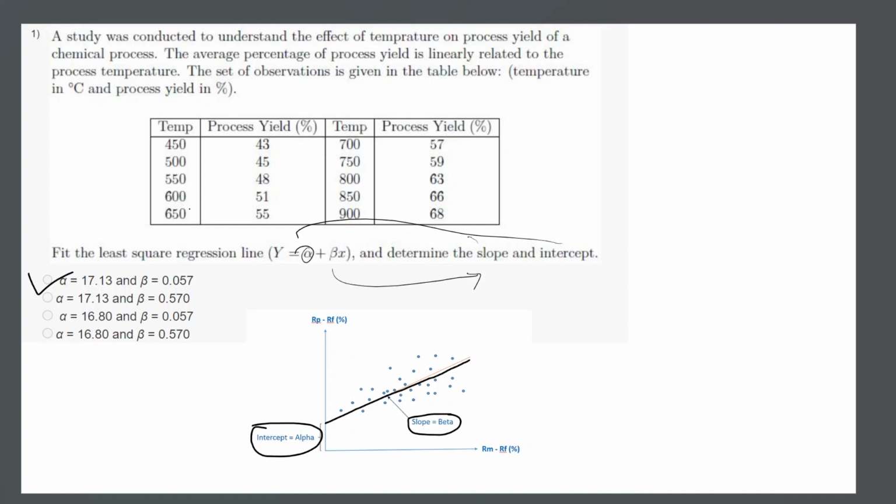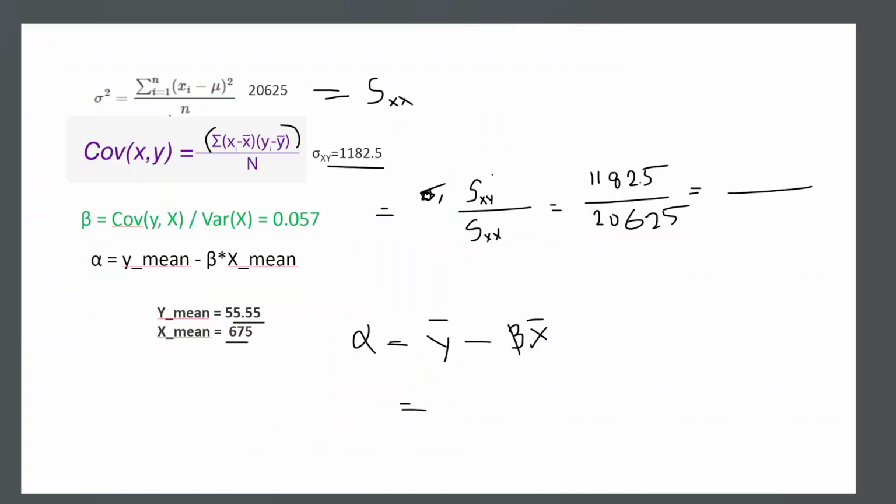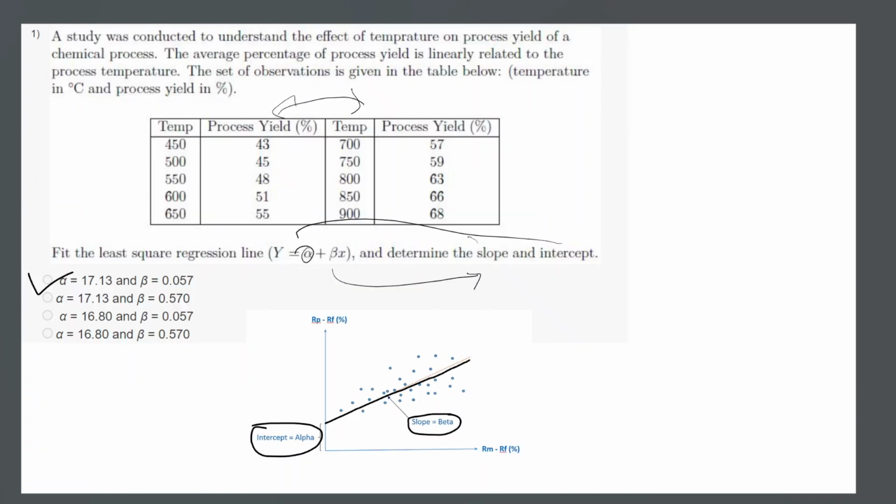They have given around 10 data points. Don't think it is two different tables; it's a single table only. They gave 10 data points and they are asking us to fit it. So for that, we take temperature as x and process yield as y.